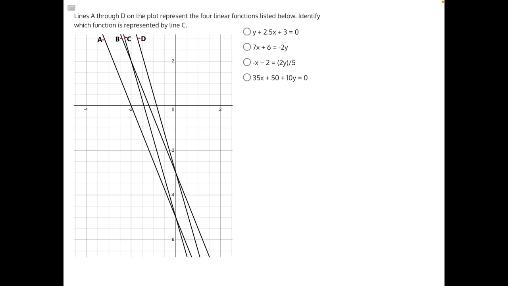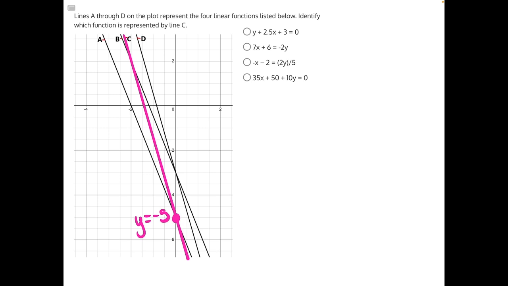Lines A through D on the plot represent the four linear functions listed below. Identify which function is represented by line C. First, let's start by identifying line C on the plot. And that would be this line right here, which passes through y is equal to -5.